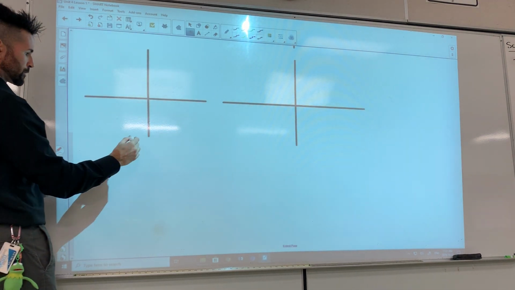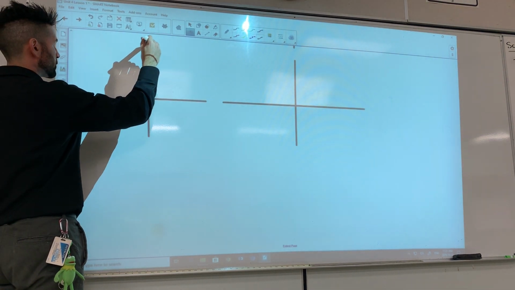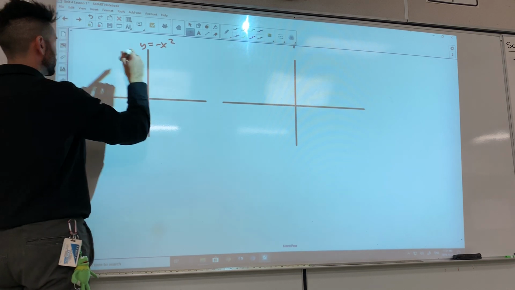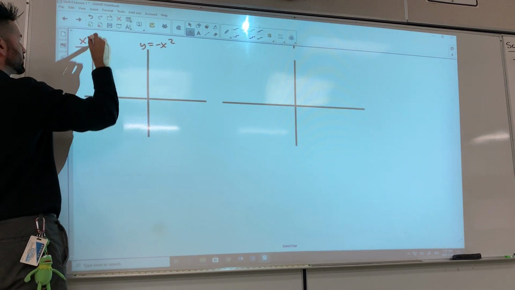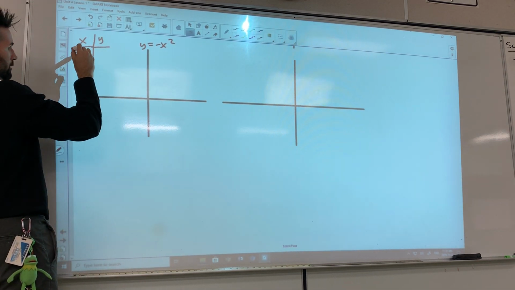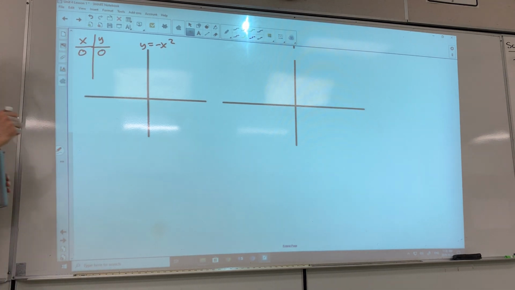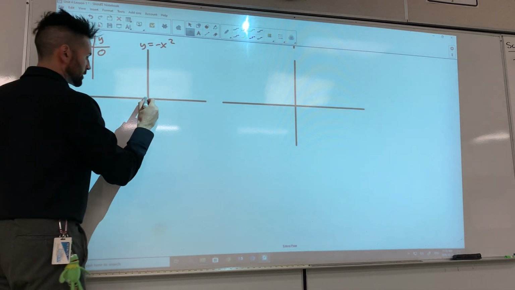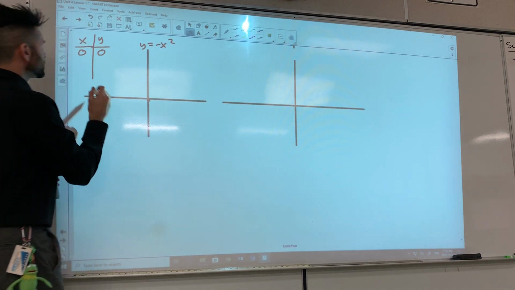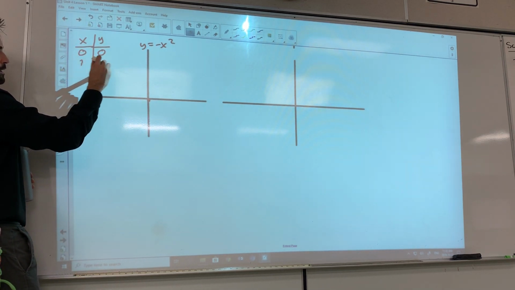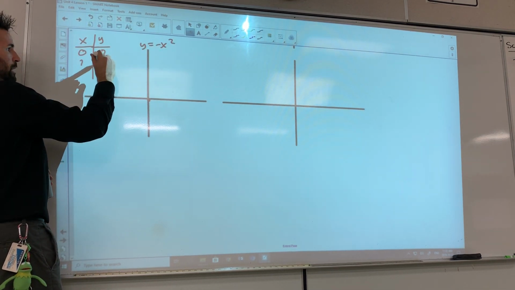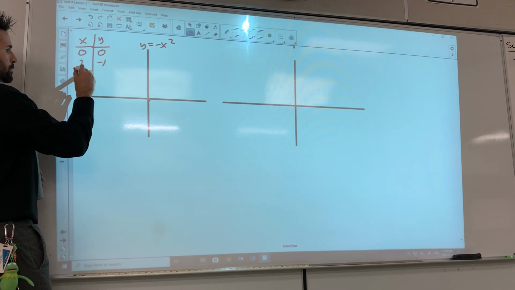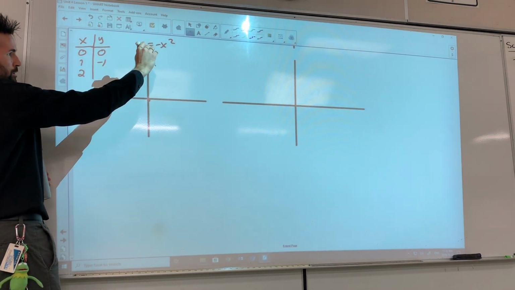Yeah, so for y equals negative x squared, if you really quickly do a table of values here. So again, if you plug in x equals 0, you get y equals 0. So that's your x-intercept and your y-intercept in this case. And then if you plug in x equals 1, well, you go 1 squared and then you apply the negative, so you get negative 1. And if you plug in x equals 2, you get 2 squared, which is 4.